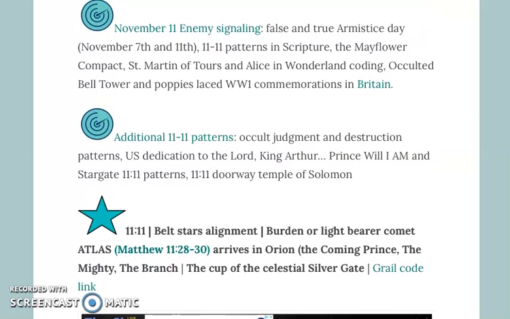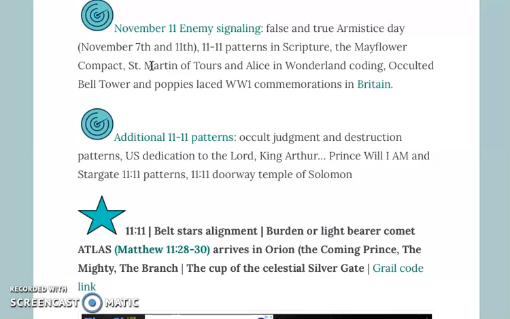So on November 11th, there is more enemy signaling because it also has ties to the Armistice Day on November 11th. There was a false armistice announced on November 7th prior, and then the real armistice was on the 11th hour of the 11th day of the 11th month. And there's also ties with the Mayflower Compact, and interestingly, there's a tie to Alice in Wonderland and Saint Martin of Tours, and that is also used in the iPad Go signaling as the moment of the bridal escape.